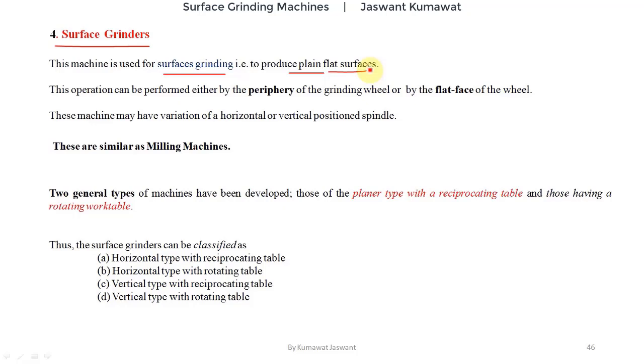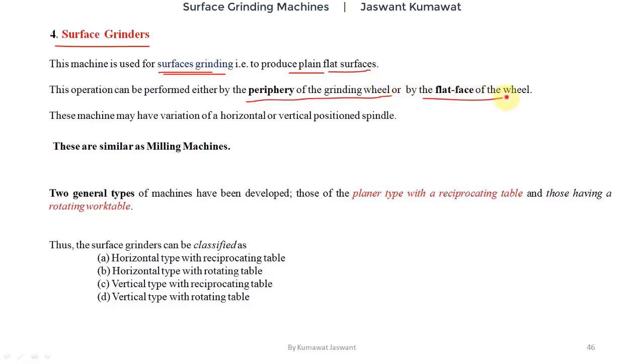By adjusting the wheel head and using different grinders and using different grinding wheels, we can finish these type of irregular shapes. The surface grinding operation on surface grinders can be performed either by periphery of grinding wheel or by flat face of wheel.